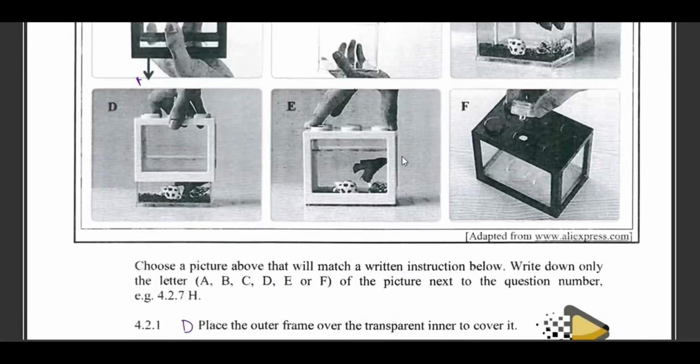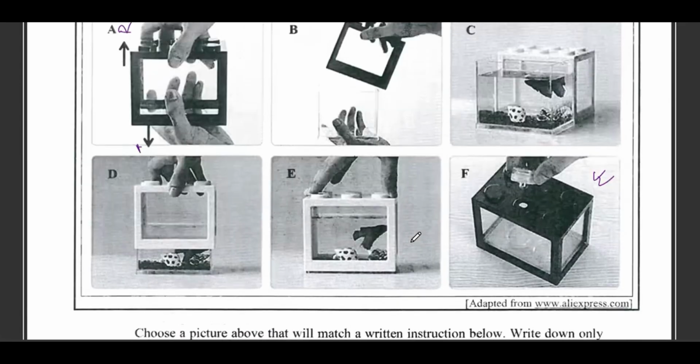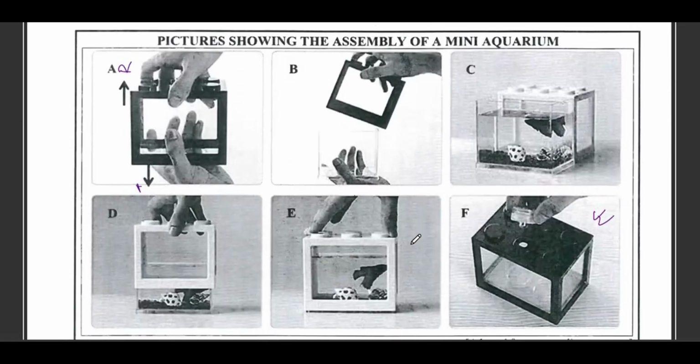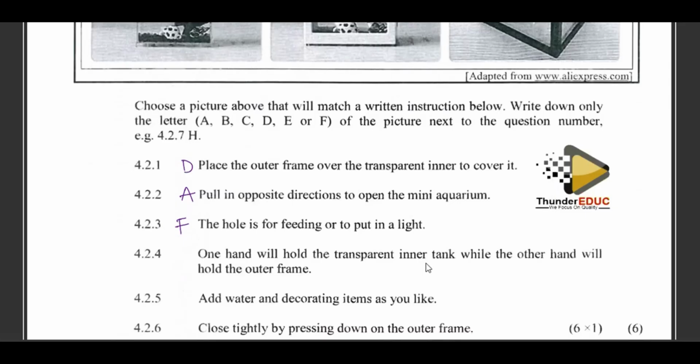Now, which part here has a hole? It's this one. So we say one hand will hold the transparent inner tank while the other hand will hold the outer frame. So here we are looking for a picture that has two hands holding. There's this B here, transparent and the cover. So we have a B here.